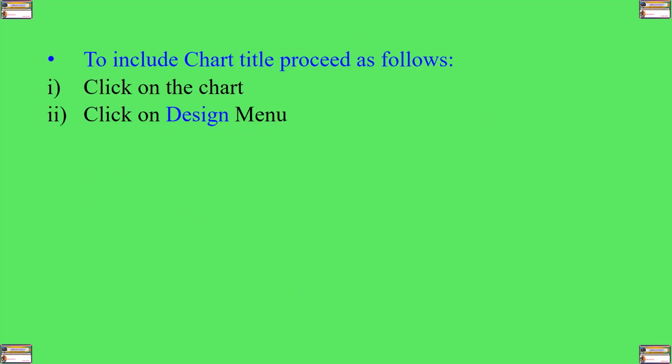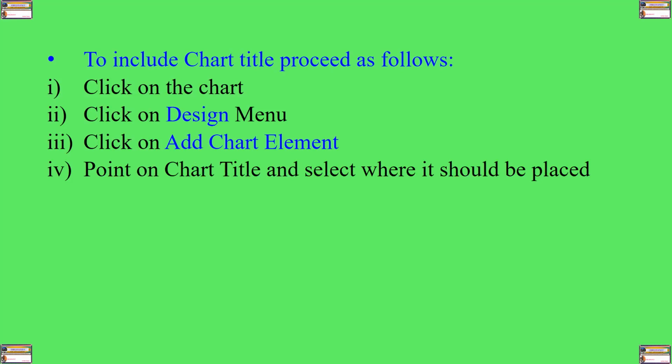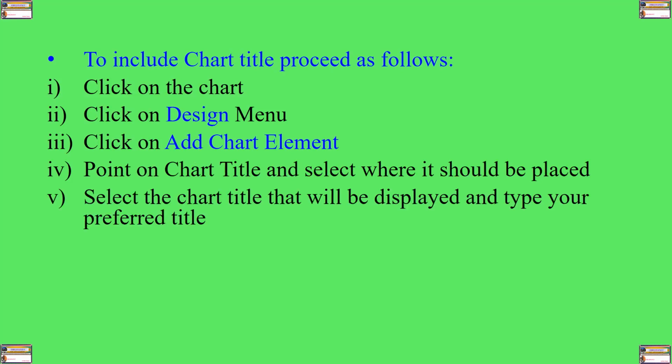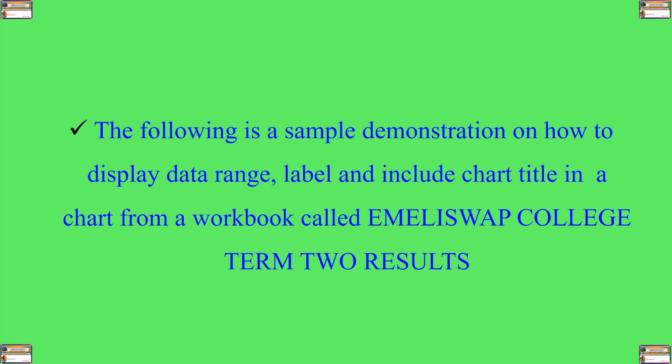To include chart title, proceed as follows. Click on the chart, then click on Design menu. Click on Add Chart Element. Point on chart title and select where it should be placed. Then select the chart title that will be displayed and type your preferred title. Number 6, click outside the chart to apply it.